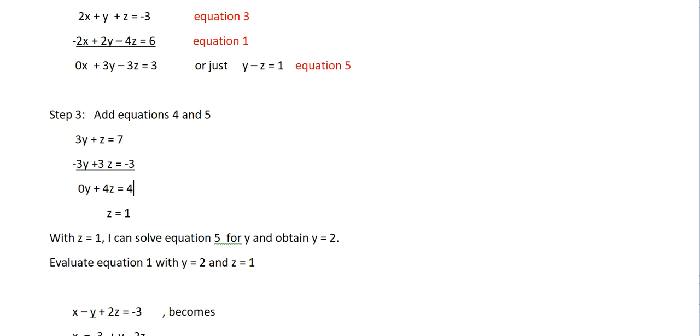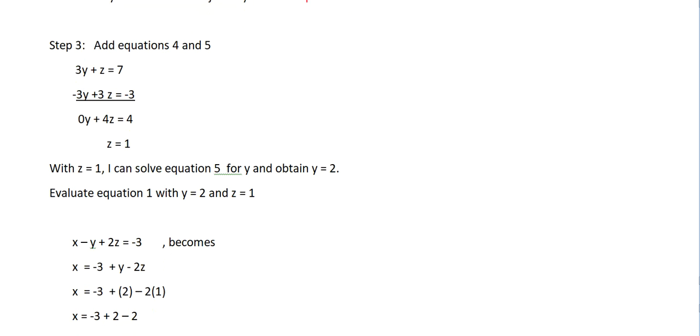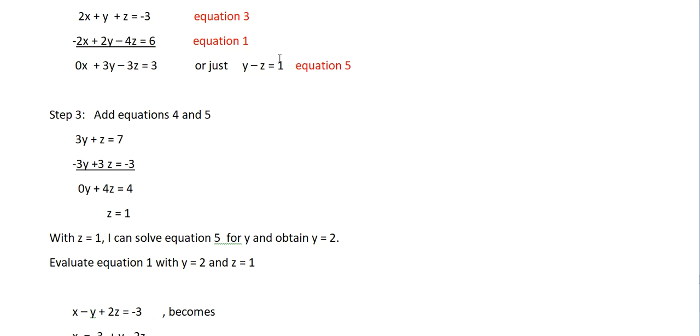So we can go back to equation 5 and obtain, with z equal to 1, y minus 1 equals 1. We can see that y is going to be equal to 2.